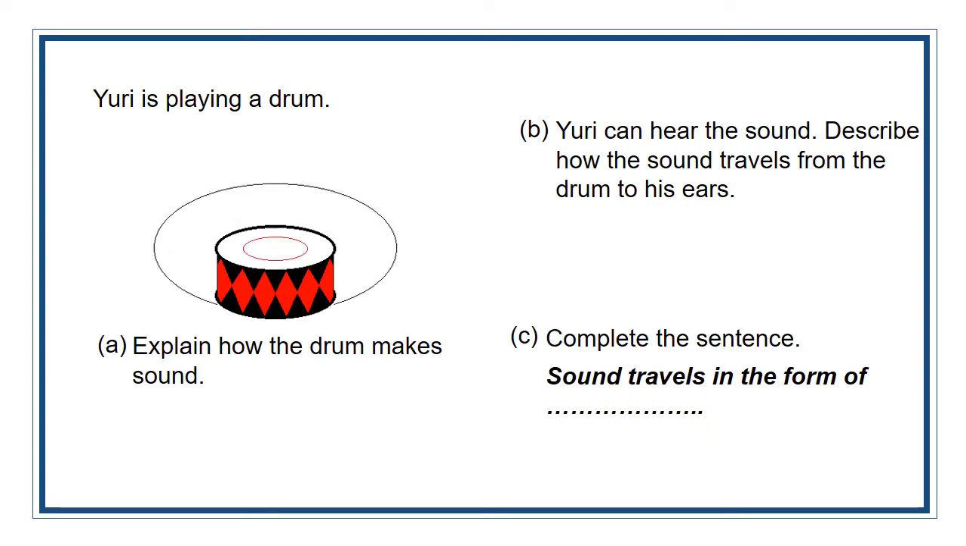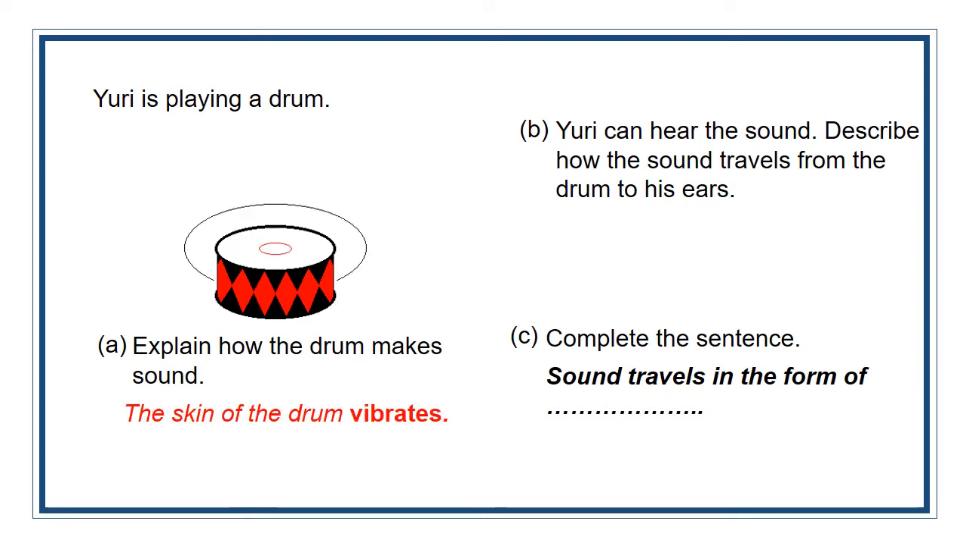For the answers, for letter A, the skin of the drum vibrates. Now remember the keyword vibrate. Whenever we explain how something makes sound, you have to include the word vibration or vibrate, because this is the reason why these things create sounds, because of the vibration.